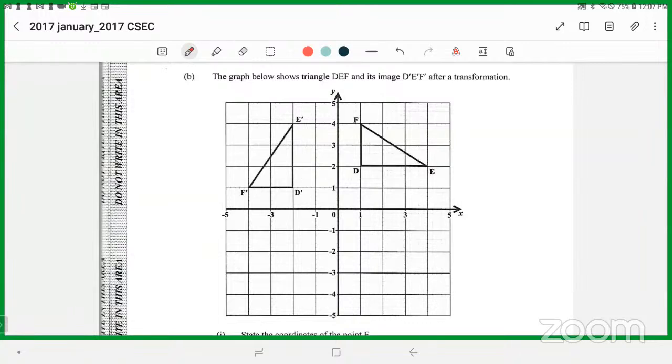So DE, for example, this way is now DE this way. That tells me that there was a 90-degree rotation. It was horizontal and it's now vertical. So I already know that we have a 90 degrees anti-clockwise rotation. Then the next thing is where is the center of the rotation?